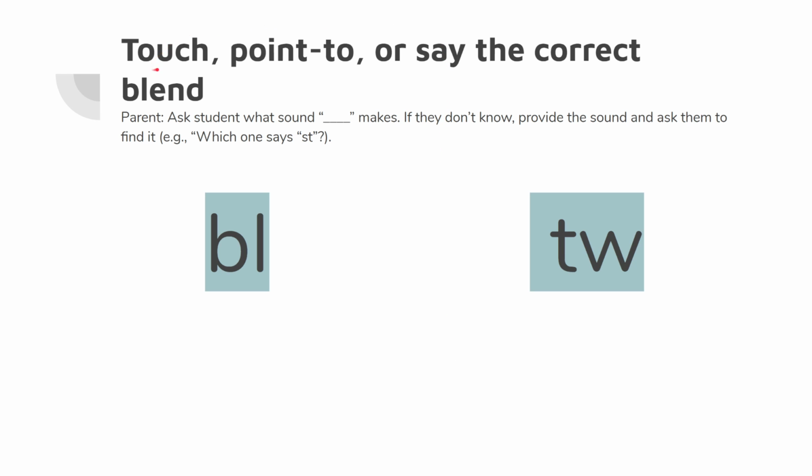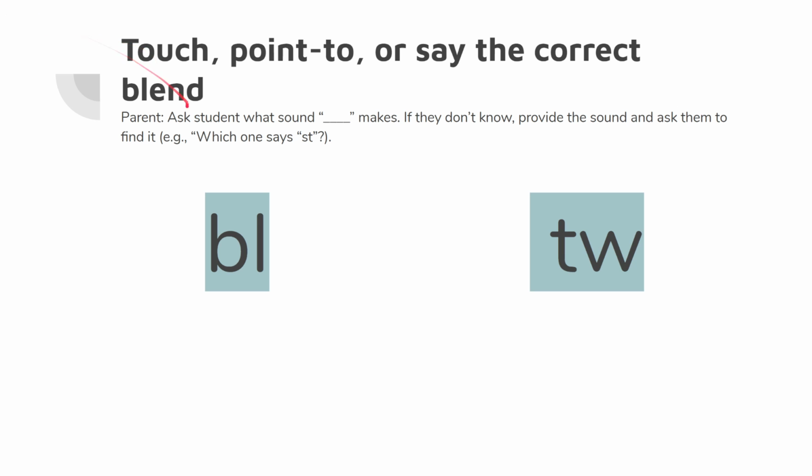So it says up here, you can ask the child to touch, point to, or say the correct blend. One of the great parts about working from a field of two is that if you have a child who's low to nonverbal, you can work around their inability to say a given response, in this case the blend, by asking them to point or touch.